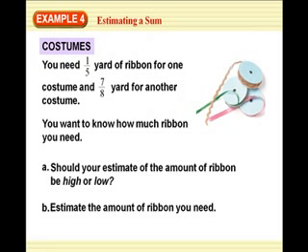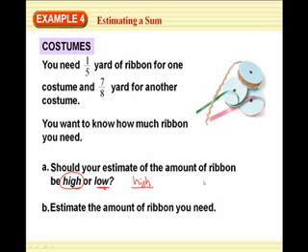Okay, so example number 4. In real life, you need 1/5 of a yard of ribbon for one costume and 7/8 yard for another costume. You need to know how much ribbon you need. Should you estimate the amount of ribbon to be high or to be low? Well, the problem with estimating it low is you might not have enough. And I don't know about you guys, but when I'm making things, I usually make mistakes. So I want my estimate to be a little bit high just in case I messed up.